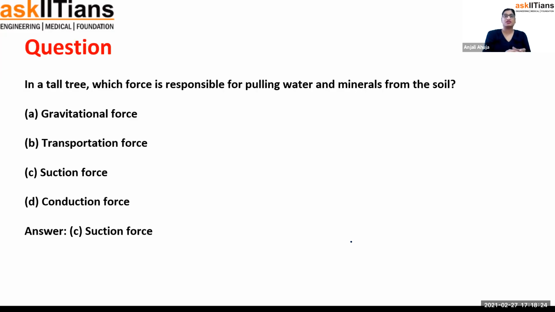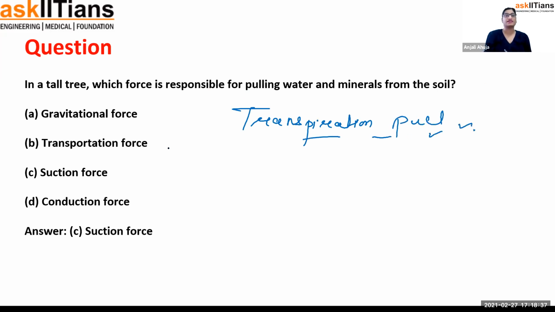And if a question comes like, name the pull which helps in doing transpiration, and the option is transpiration pull, then it is a transpiration pull. So if you have this option also, take it first. And this is actually the one that is causing the suction force. Now let me put a few questions for you and then you will be answering.